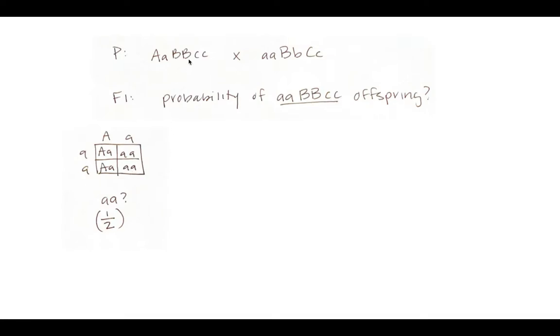Then I move on to the next trait in the parents, the B trait. Parent number 1 is homozygous dominant. Parent number 2 is heterozygous.